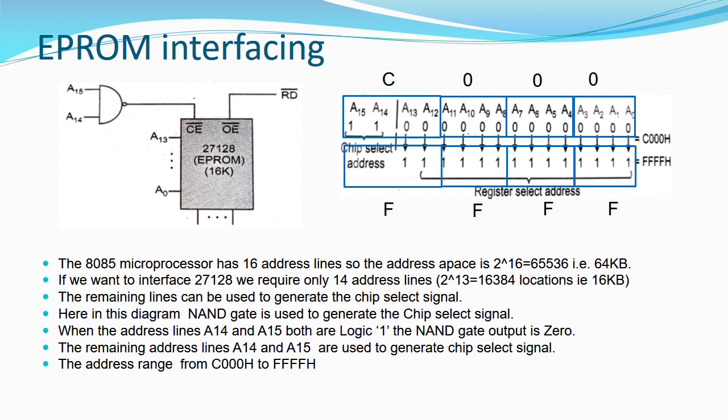Here, the lower address is 0000H and the higher address is 3FFFH. Now we can say that the address range is from 0000H to 3FFFH. Here we can say that H stands for hexadecimal number.